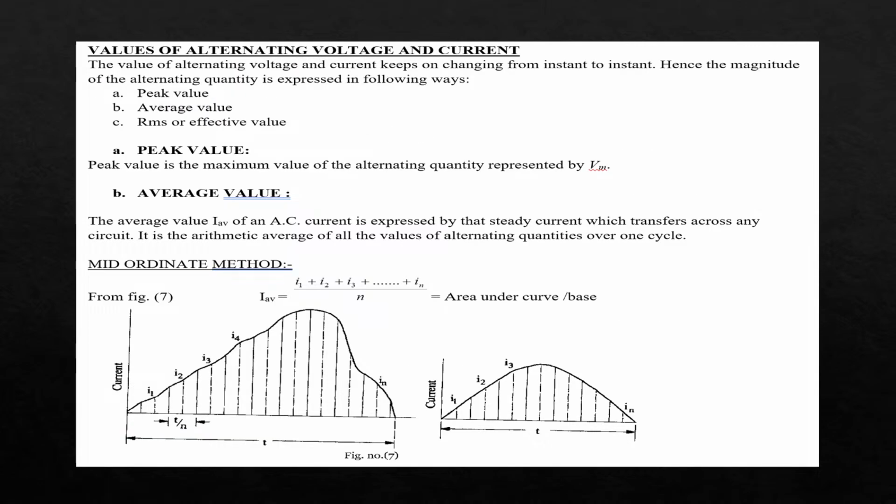Now, values of alternating voltage and current. The value of alternating voltage and current keeps on changing from instant to instant. Hence, the magnitude of an alternating quantity is expressed in the following ways: peak value, average value, RMS or effective value. Peak value is the maximum value of the alternating quantity, represented by Vm.